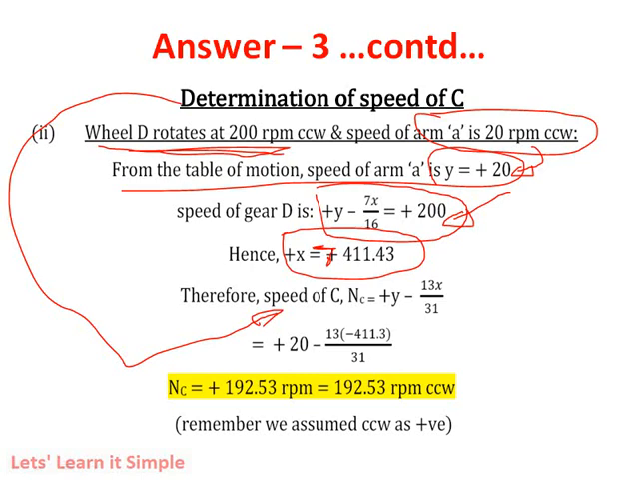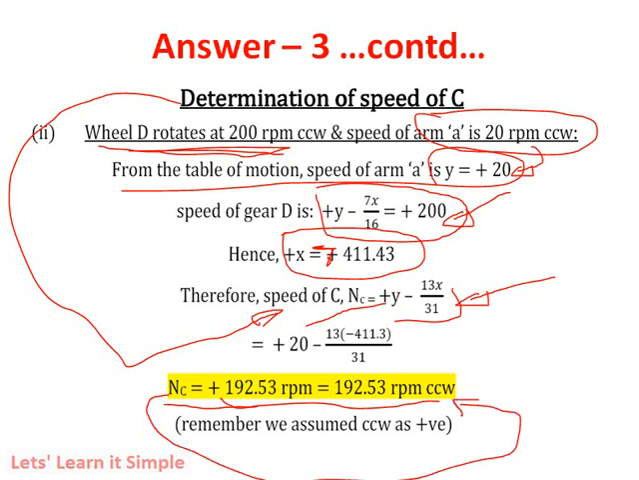Now from the table of motion, the speed of gear C is plus y minus 13x by 31. After substituting the necessary values, that is y as well as x, you will get NC as plus 192.53 RPM, and the plus indicates it is the counterclockwise direction. Therefore, the speed of gear C based on this condition is plus 192.53 RPM counterclockwise.